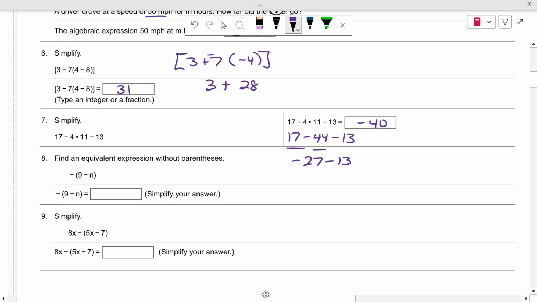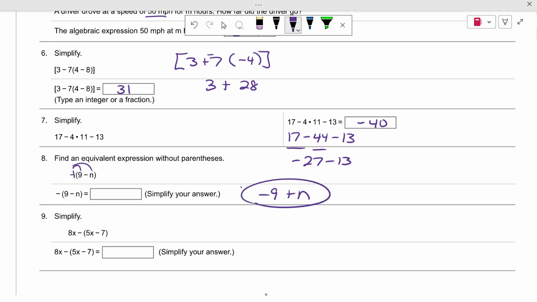If you have a minus sign on the outside of the parentheses, what do you do to it? So it's like negative 1, and then you distribute it. So it's negative 9 plus n. With this one, you take a negative 1 and distribute it. So it's 8x minus 5x plus 7. And then you add your like terms. So it's 3x plus 7.